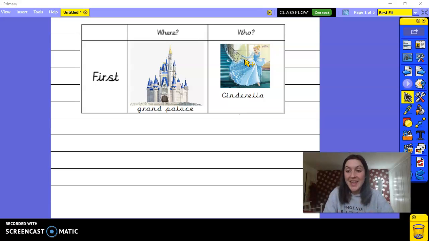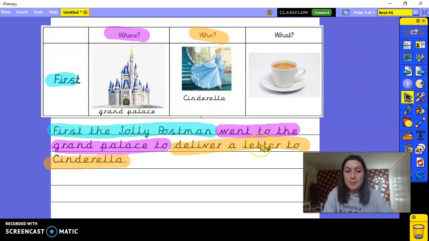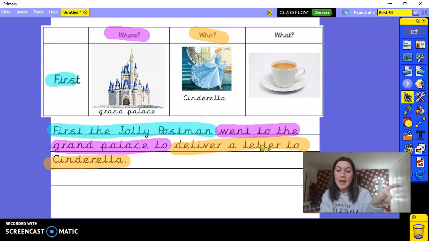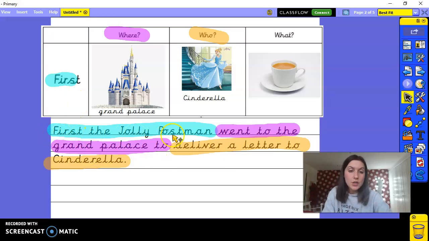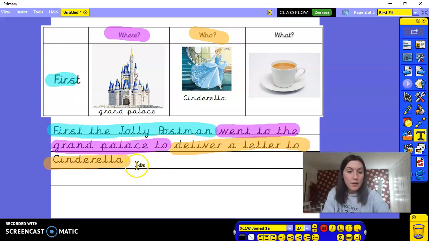I know normally now I would write on the board with you, wouldn't I? However, it's very tricky on my laptop. So I have typed it and I have coloured the areas again to show you the different parts of the plan and how they go into our sentences. So first, the Jolly Postman went to the Grand Palace to deliver a letter to Cinderella. So together we are now going to write my last sentence for my part of this plan.